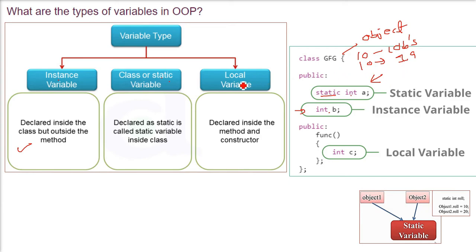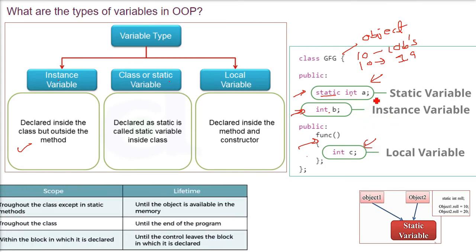Okay, local variable. Now we are inside the function. A class will have data members or functions. So the variable which is declared inside the method or a constructor, because you can have a constructor also, is called a local variable. Okay: instance variable, class or static variable, and local variable.